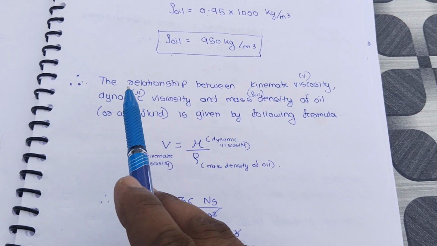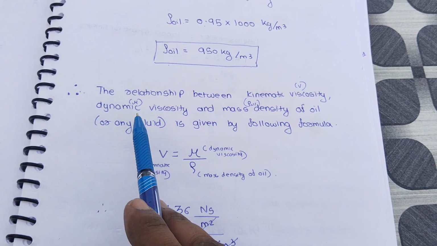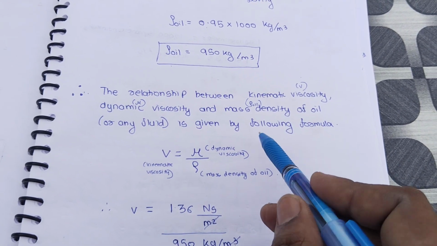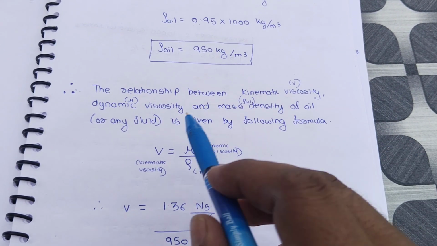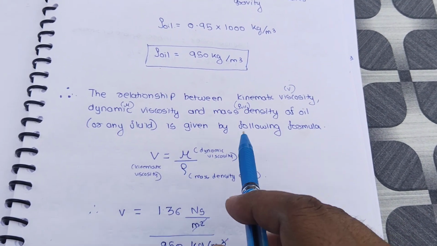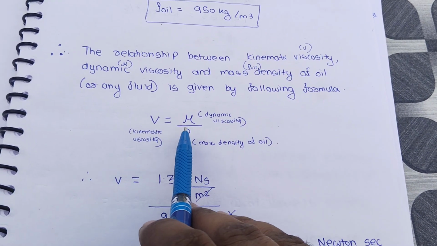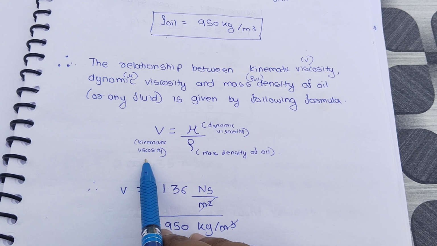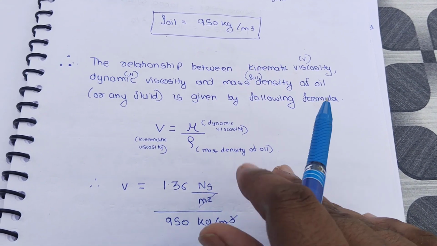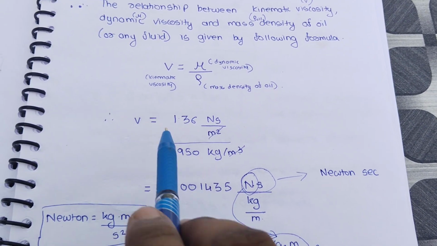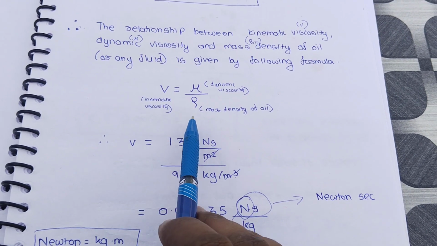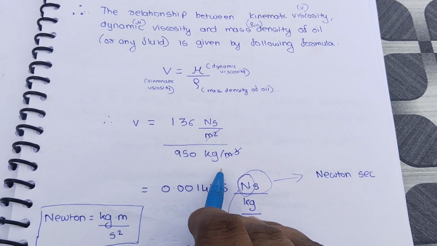Here the relationship between the kinematic viscosity, dynamic viscosity and mass density of any fluid is given by the following formula. So v is equal to mu upon density, where v is kinematic viscosity, which we have to find, mu is dynamic viscosity, and density is the mass density of oil. So v is equal to 1.36 Newton second per meter square, divided by the mass density of oil, 950 kg per meter cube.